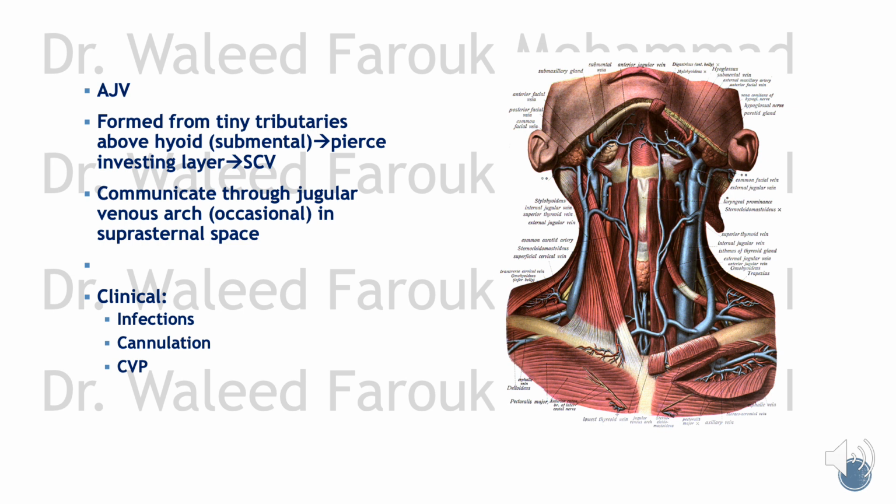Got that? By the way, the two anterior jugular veins may not be present at all, replaced by a haphazard network of veins. We mentioned infections and cannulation.